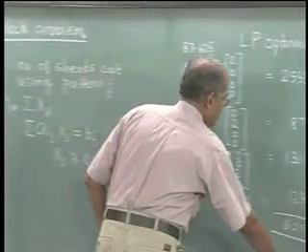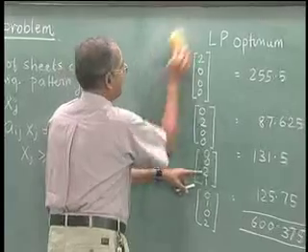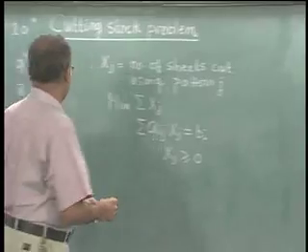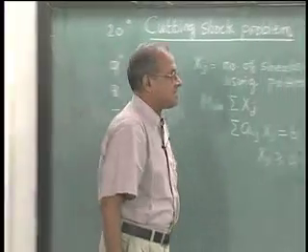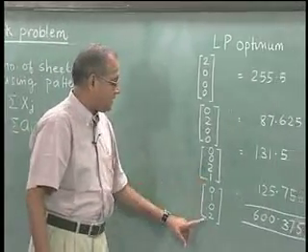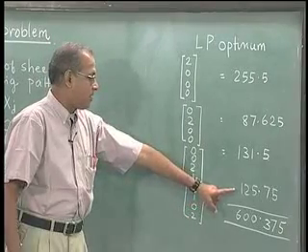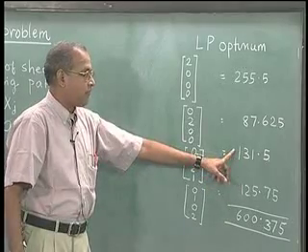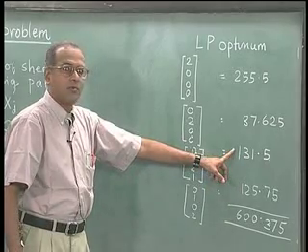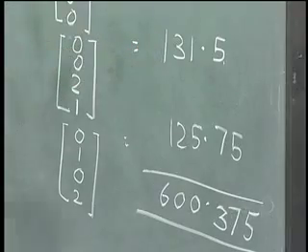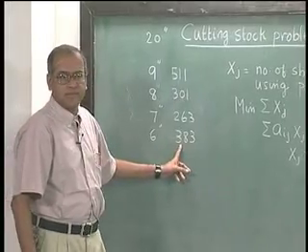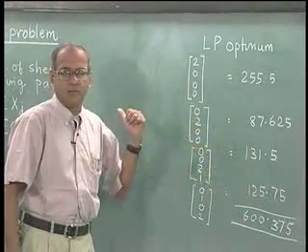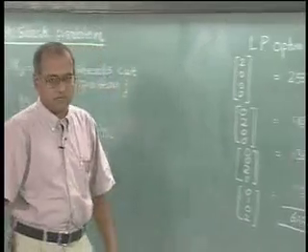7-inch sheets are cut using only this pattern. So, 131.5 into 2 is 263. 6-inch are cut using this and this. So, 125.75 into 2, this is 251.5, 251.5 plus 131.5 is 383. So, we require 383. Therefore, we have got this solution. Obviously, this will meet all the requirements. This was more for verification purposes.